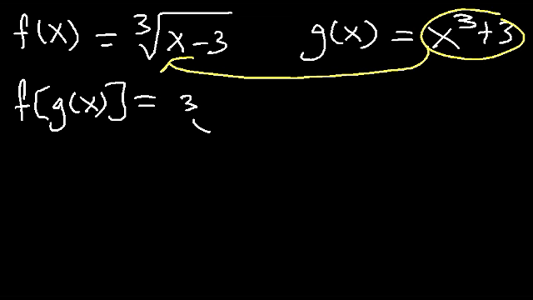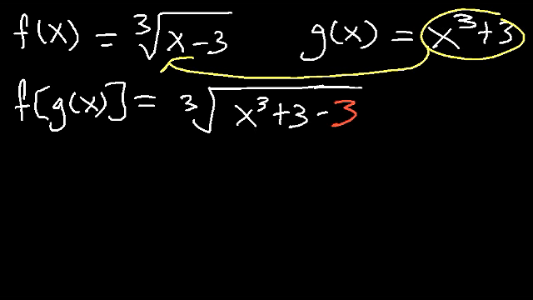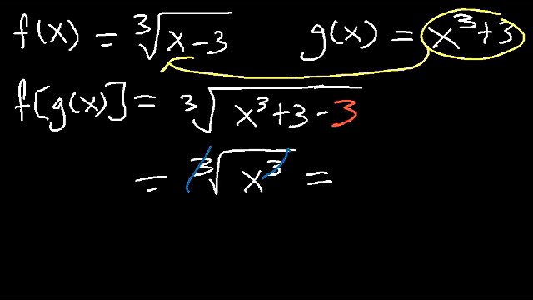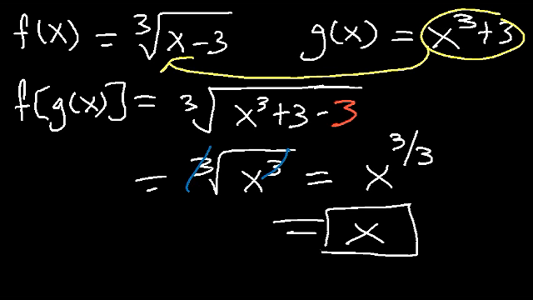So this is the cube root of x cubed plus 3 minus the 3 that was already on the inside. So 3 minus 3 is 0. So we're left with the cube root of x cubed. The cube root of x cubed is simply x. It's really x raised to the third power divided by 3, which is x to the first power, or simply x.